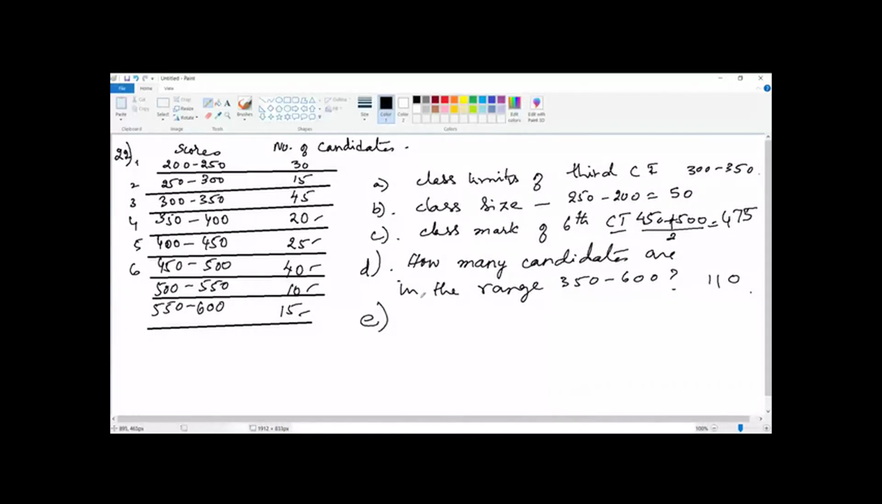Next. How many candidates score more than 500? More than 500. 25 or 35? More than 500 is 150. Okay. Can we go to the next question?